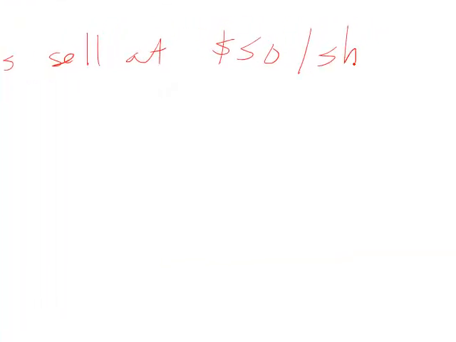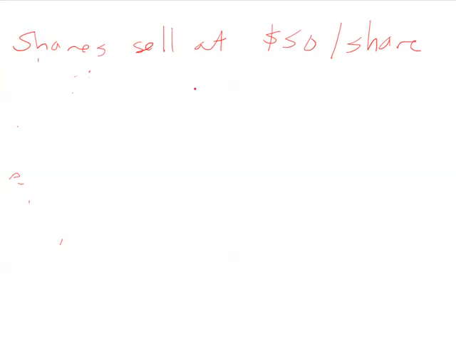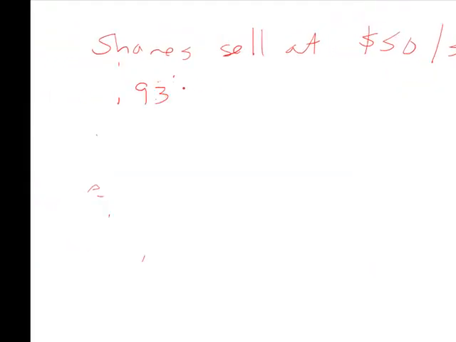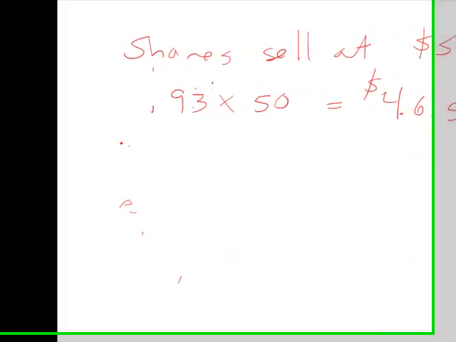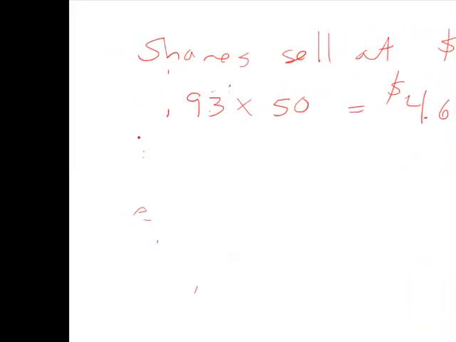So let's continue with that. Let's suppose they have shares that sell at $50 a share. They're going to sell those shares at 93% of value. In other words, the investment banker will only give them $46.50 a share because the rest is going to be the fee that goes to the investment banker. So how many shares are they going to have to raise? They want 32 million at $46.50 a share.